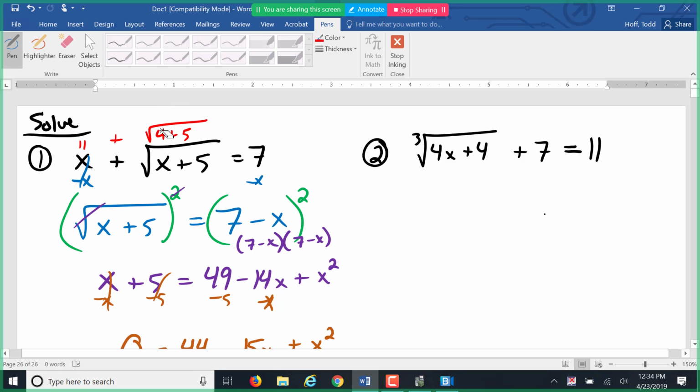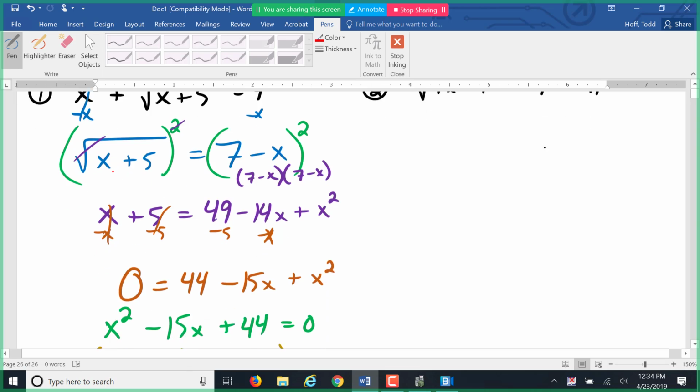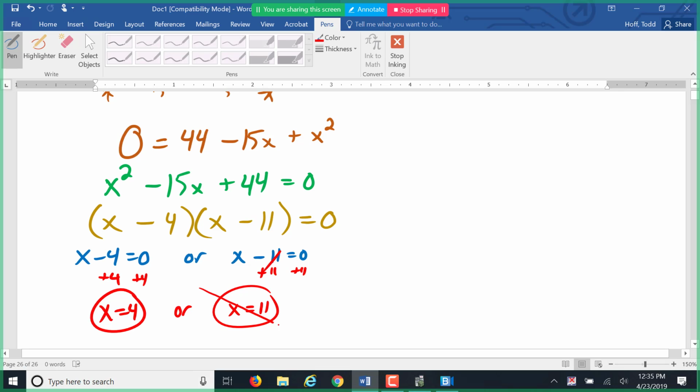We put 11 in there for x. 11 plus 5 is 16. Square root of that is 4. 11 plus 4, however, is 15. So the 11 would only work if we were using the negative square root. So we're going to consider x equals 4 to be our only solution there.